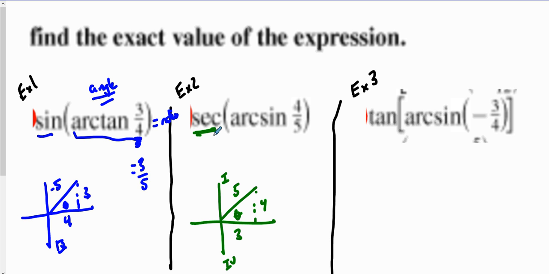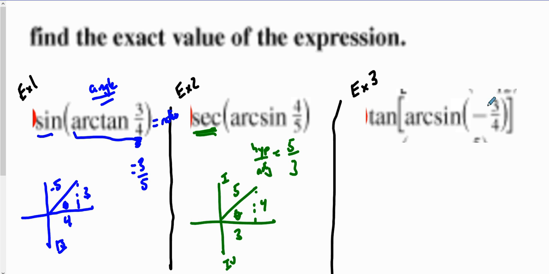But now we're finding secant. Using this angle, what we know is secant is the reciprocal of cosine. So that's going to be hypotenuse over adjacent. Hypotenuse over adjacent is 5 over 3, and that would be our answer. All right, now let's try this one.